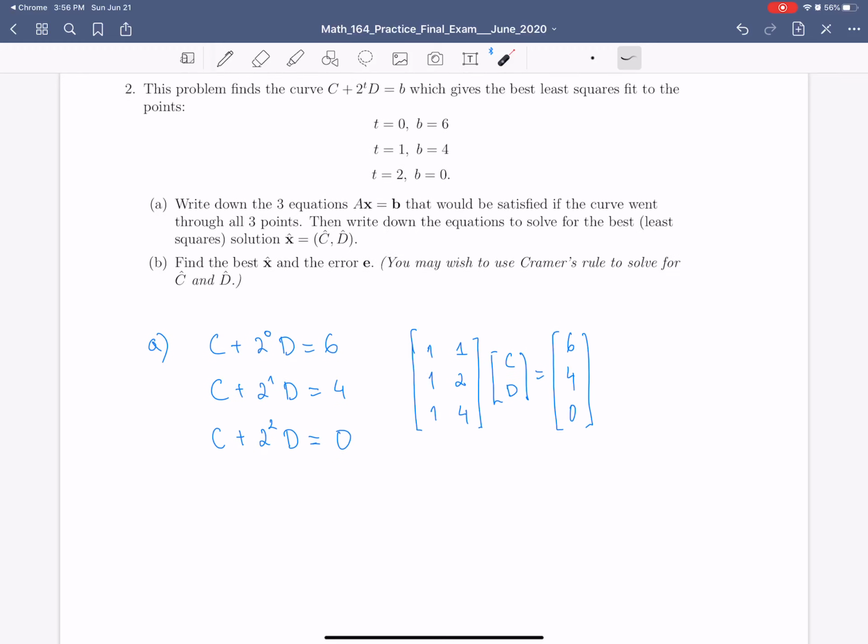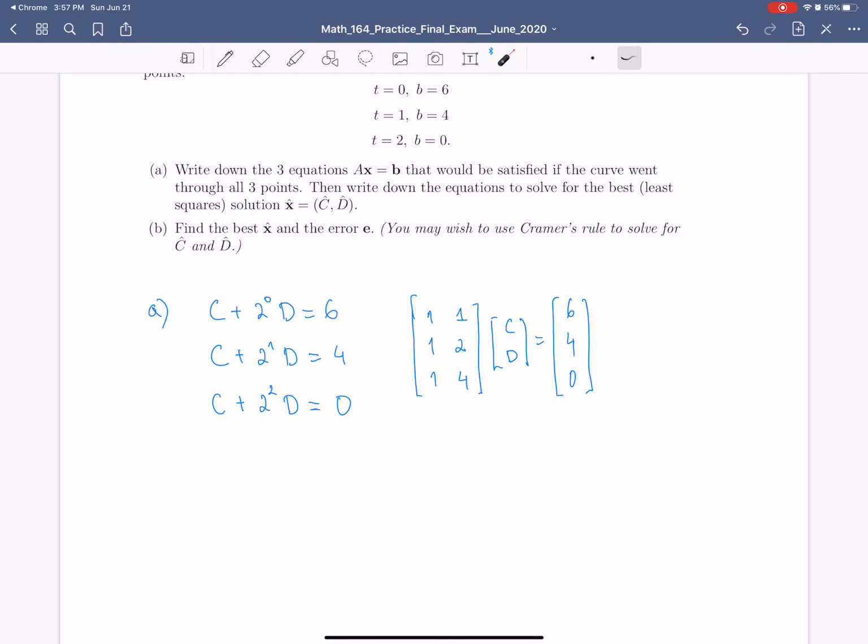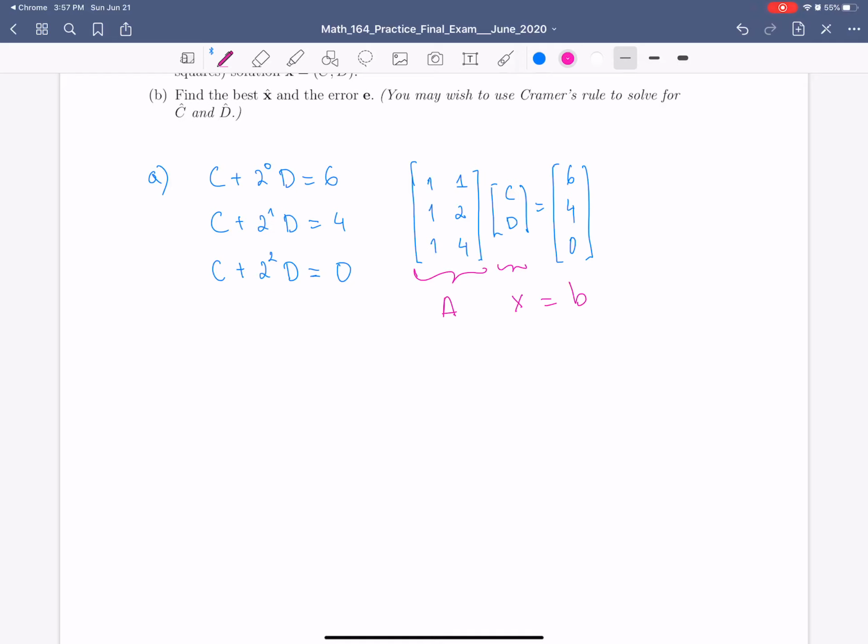And then it says write down the equations to solve for the best least square solution. Part B asks you to find the best least square solution and the error E of solving with x hat rather than with x. So this over here is the matrix A. This is the vector X, and this is the vector B. So we're given AX equals B. The equations to find x hat are literally A transpose A x hat equals A transpose B. You can find those here, or in part B. It doesn't matter. I think I'll do it in part B. But ultimately, this is what it means to find the equations that involve the least square solution. So how to find the best x hat?